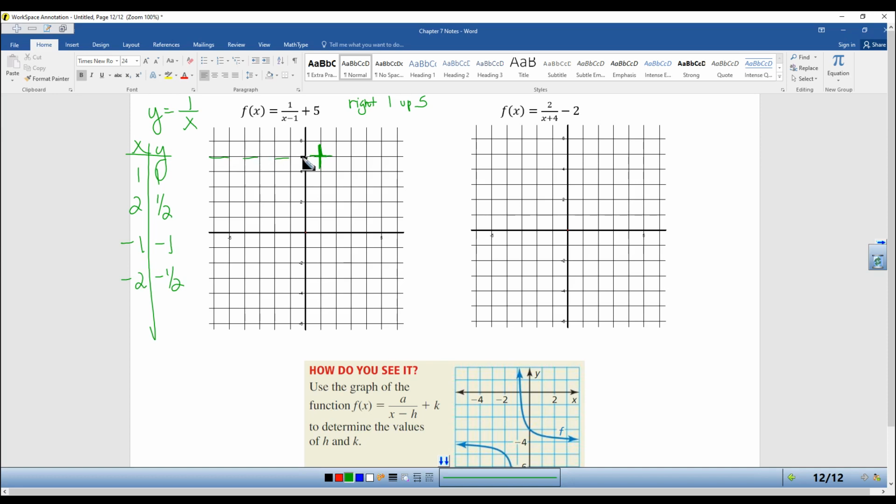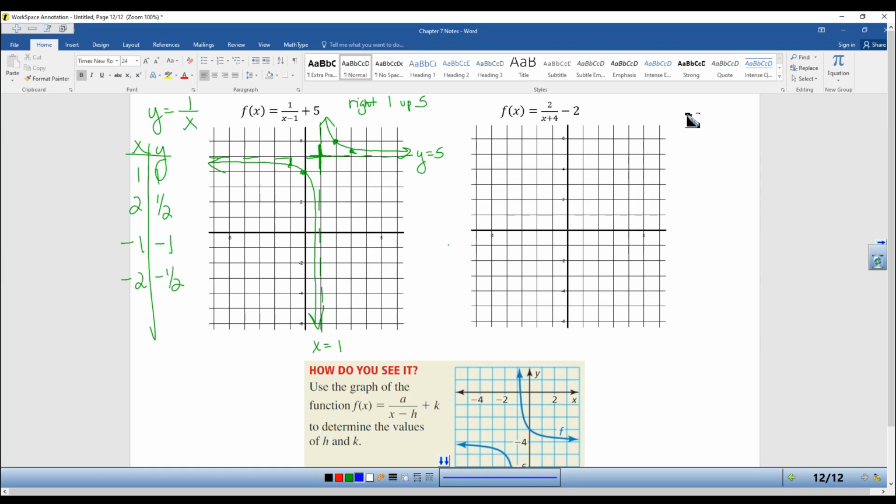I'm going to go ahead and draw my asymptotes in, which is y is equal to 5. And my vertical asymptote is going to be x is equal to 1. From there, I plot that point. And this point, I can't see very much of it, but that's all I need. And then this one, 1, negative 1, and negative 2, negative 1/2. Again, all I need to make a really great graph.